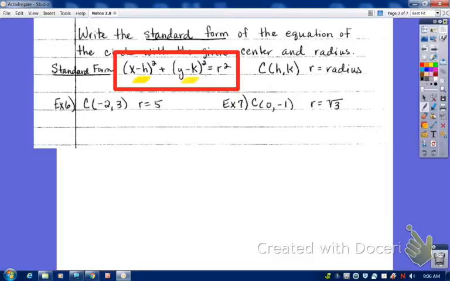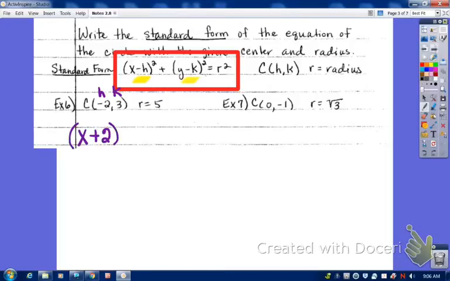So they're going to start by giving us the center and the radius, and they're going to ask us to write the equation. So we have to have the x. The formula says subtract your h. Well, your h is your negative 2, and your k is your positive 3. So if I do x minus a negative 2, that's really x plus 2.